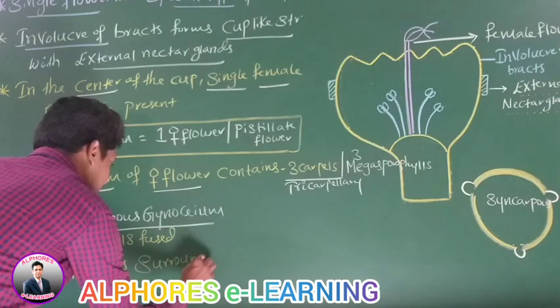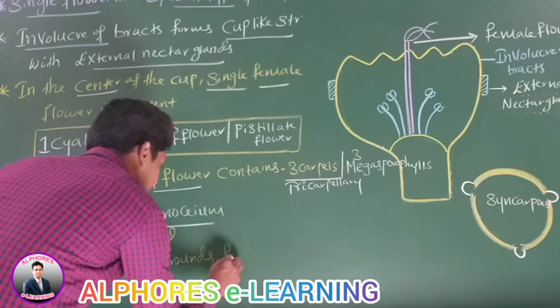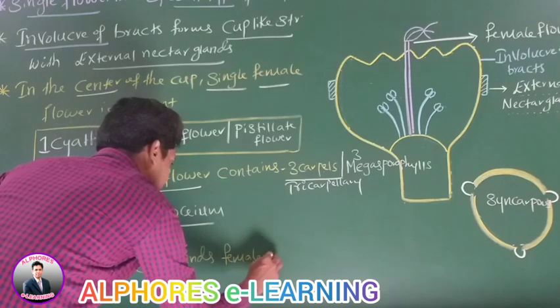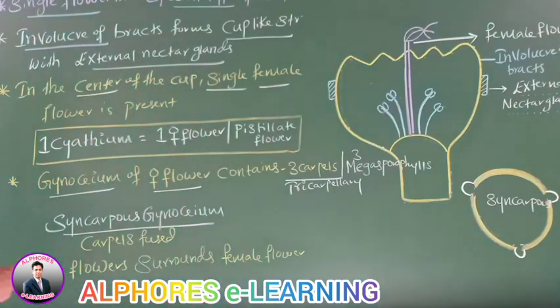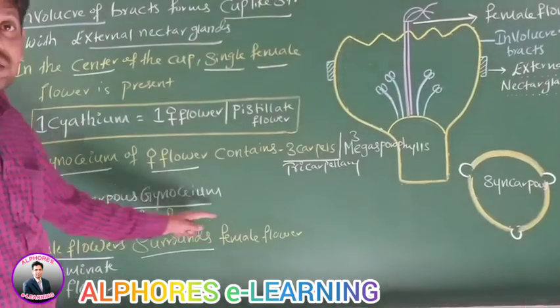Male flowers surround which flower? Female flower. Sir, who is surrounding whom? Male flowers are surrounding the female flower. Right. What is another name for male flower, sir? Male flower is also called a staminate flower. Therefore, male flowers, staminate flowers, surround a female flower.